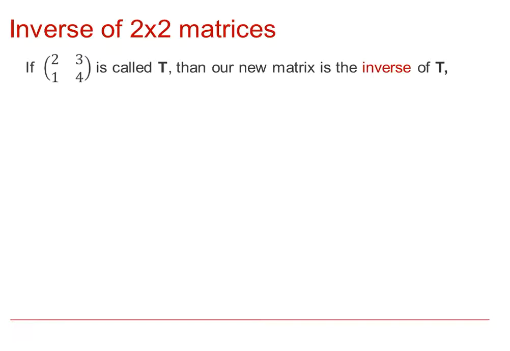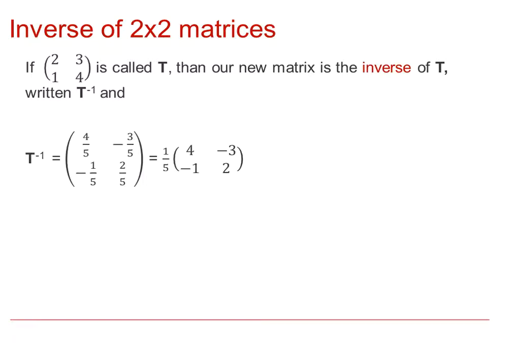So if that matrix 2, 3, 1, 4 was called T, then our new matrix must be the inverse of T. We would write this as T to the minus 1, and this is equal to the matrix that we found. We can also take that fraction of a fifth outside of the matrix and say that it's a fifth of 4, minus 1, minus 3, 2. You will note that T times T to the minus 1 is the same as T to the minus 1 times T, both of them equal to the identity matrix.